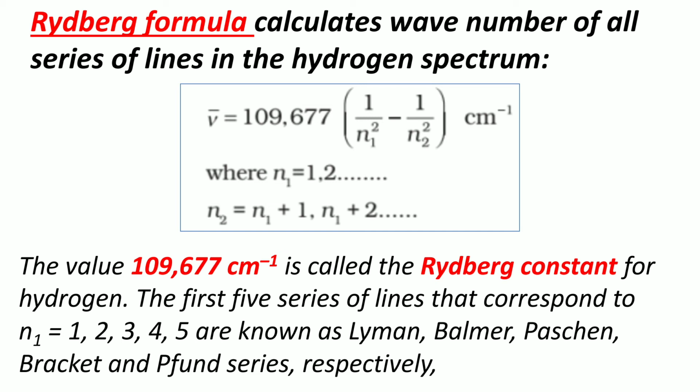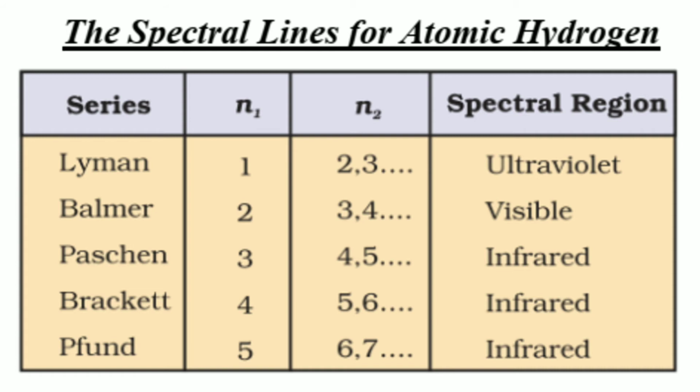The first 5 series of lines correspond to n1 equal to 1 for Lyman, 2 for Balmer, 3 for Paschen, 4 for Brackett and 5 for Pfund series. So these series depend upon the value of n1. These are the spectral lines for atomic hydrogen. For the Lyman series, the n1 value is 1 and the n2 value is more than 1, like 2, 3, 4, 5, 6, 7, etc.